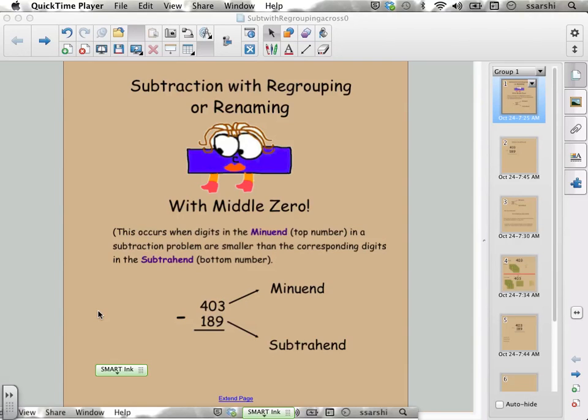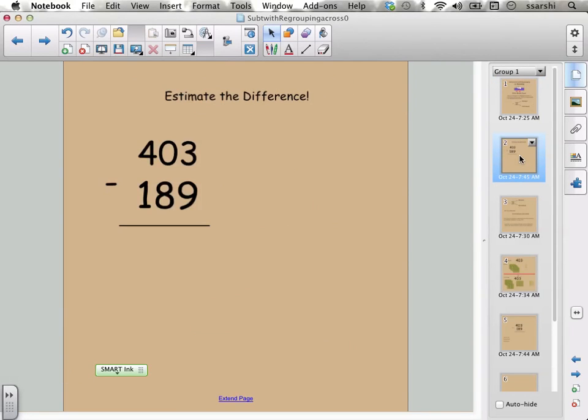The top number, as you may remember, is called the minuend. The bottom number is called the subtrahend, sub in the basement or a submarine. We subtract with regrouping or renaming when the digits in our top number are smaller than the corresponding digits in the bottom number. So in this case, the 3 is smaller than the 9 and the 0 is smaller than the 8. So let's see how we would attack this problem.